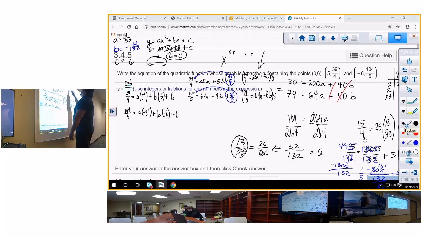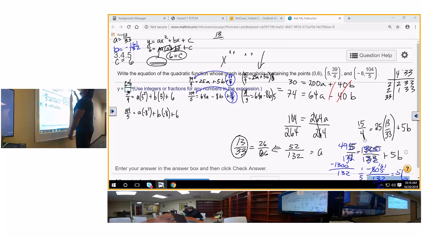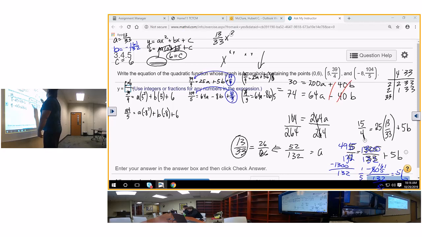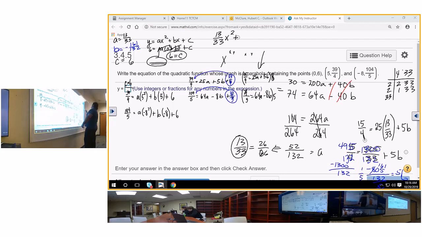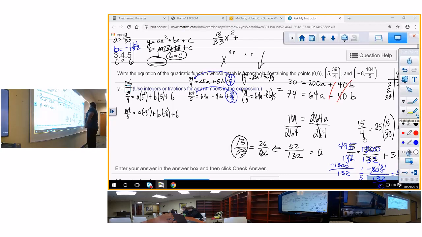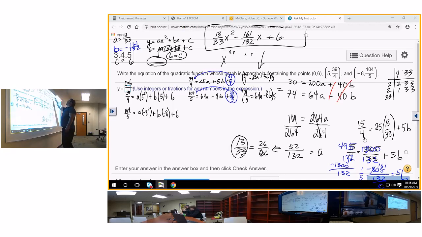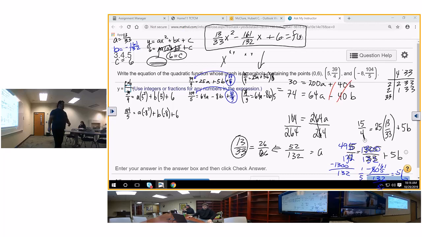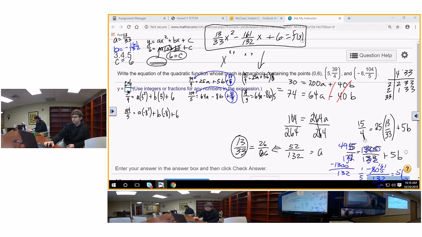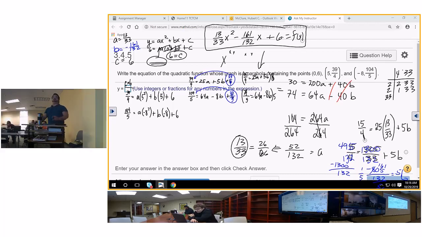We've got, starting with 13 over 33, x squared minus 161 over 132 x plus 6 equals f of x. I'm going to tell you, that's a rough one. If you can do that one, you can do pretty much anything I give you on the test as far as quadratics.